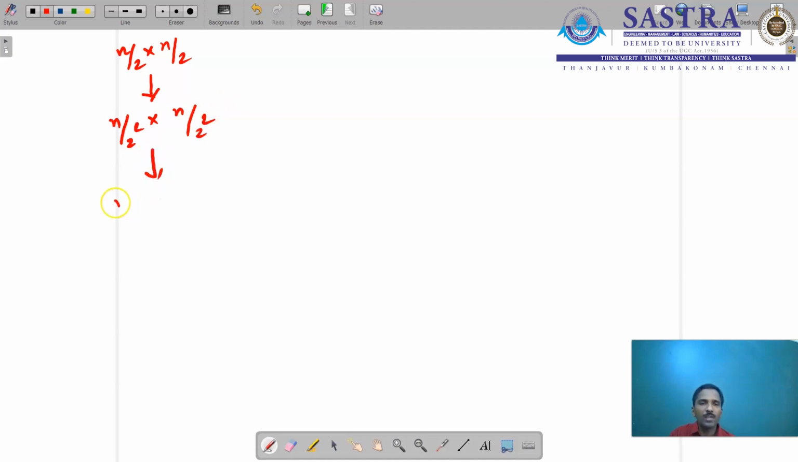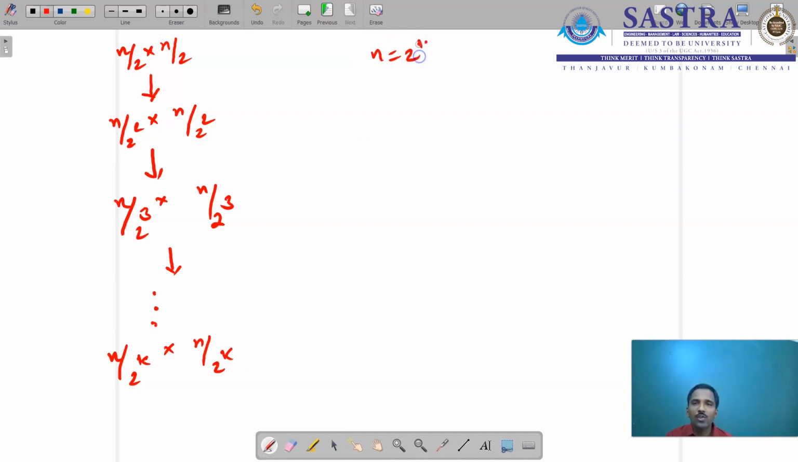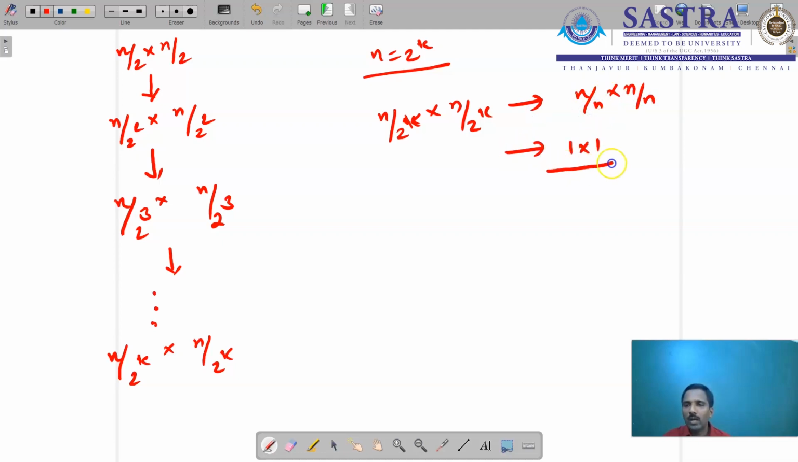Then in the next stage, this order is further subdivided by 2, n by 2 power 3 into n by 2 power 3. So this goes on until in the final stage n by 2 power k into n by 2 power k is reached, such that, as we have assumed n is equal to 2 power k, n by 2 power k into n by 2 power k becomes n by n into n by n. That means 1 into 1.